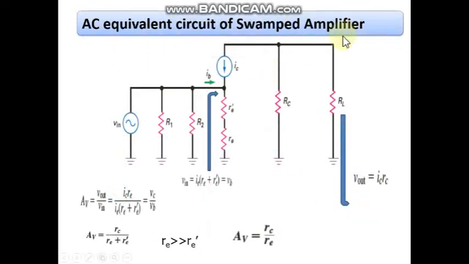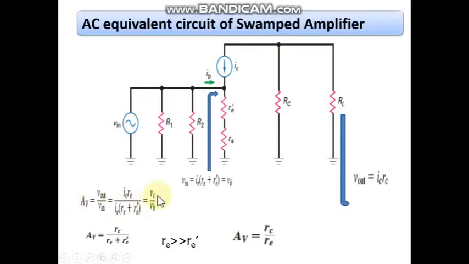This is the AC equivalent circuit of the swamped amplifier, the T equivalent model. Your V input will be IE into RE plus RE dash. This is the T model representation. Looking from here, your V input is IE into RE plus RE dash, and your V out is nothing but IC into RC. So your V out is IC RC and V input is IE times RE plus RE dash.